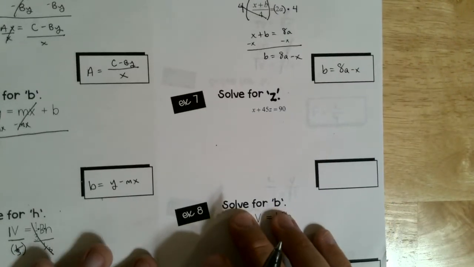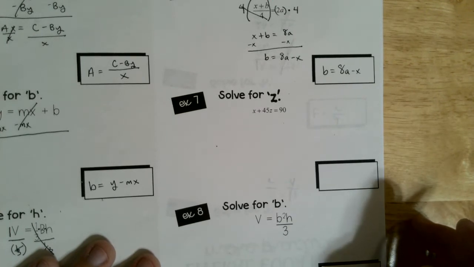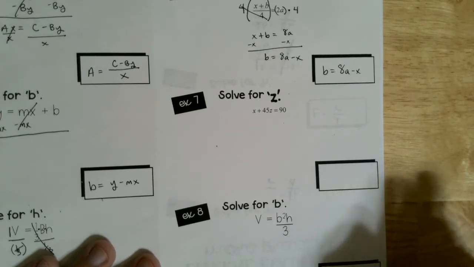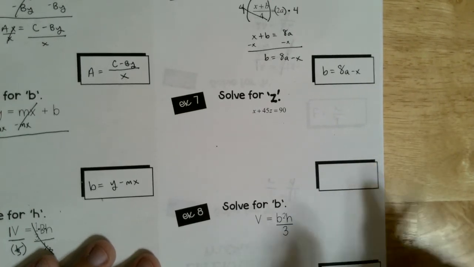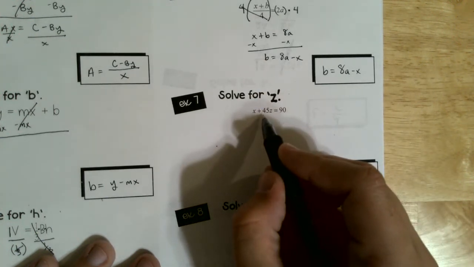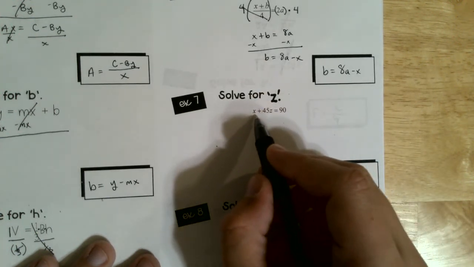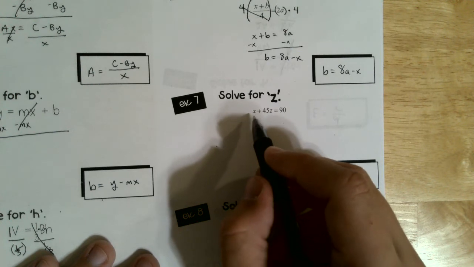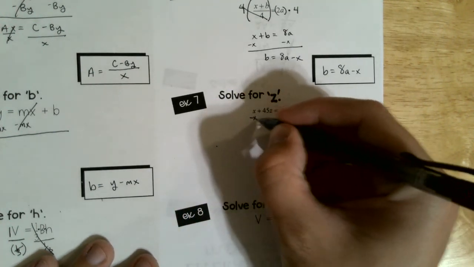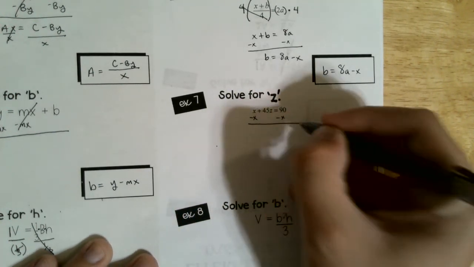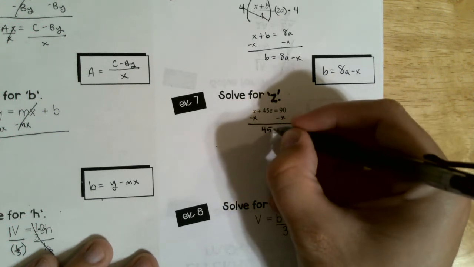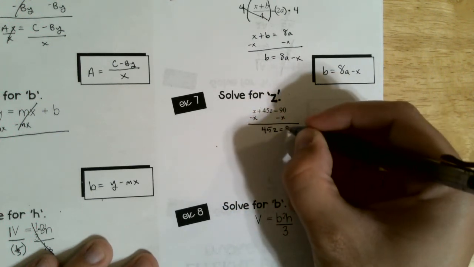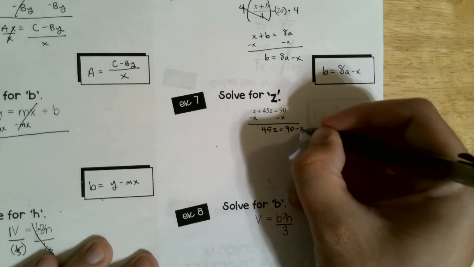All right, next up, example 7. Solve for z. X plus 45z equals 90. Okay, so we want to get z alone. So we do have something attached to the z. We also have something being added to the z, a positive x. So to undo that positive x, we're going to subtract x. So we're left with 45z is equal to 90 minus x.